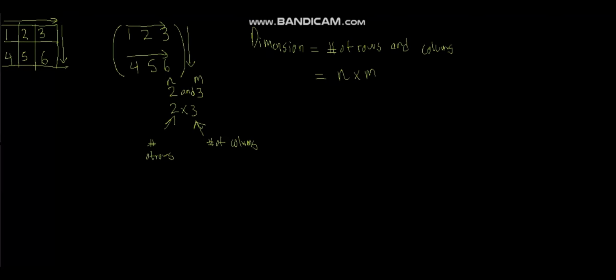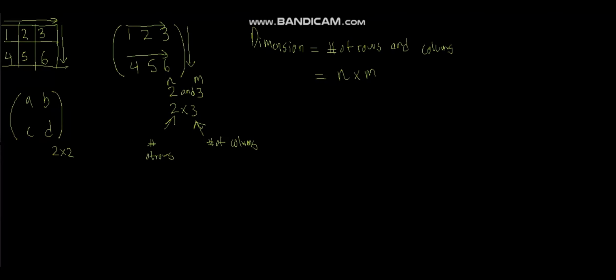Next example of a matrix would be A, B, C, D. So 2 rows, 2 columns. We would call this a 2 by 2 matrix. The first matrix was a 2 by 3 matrix.